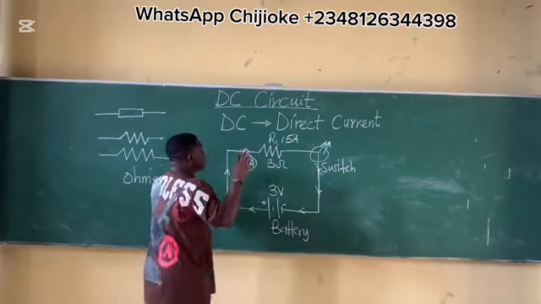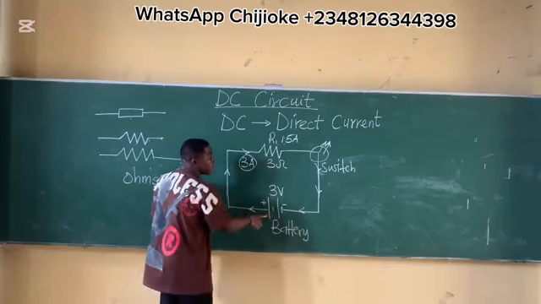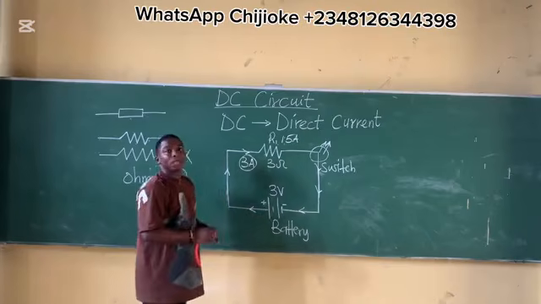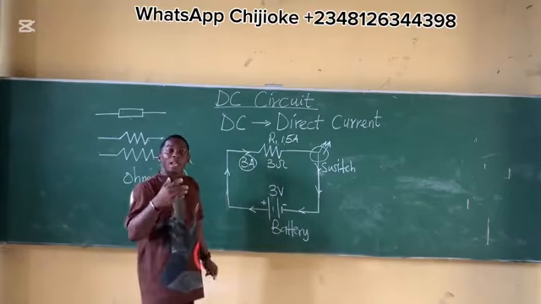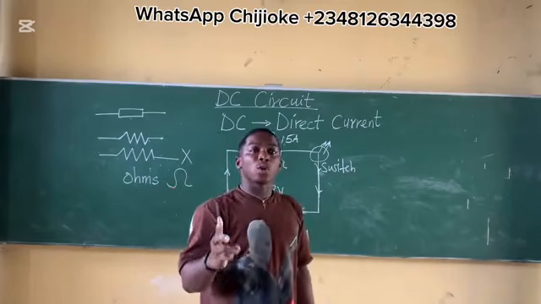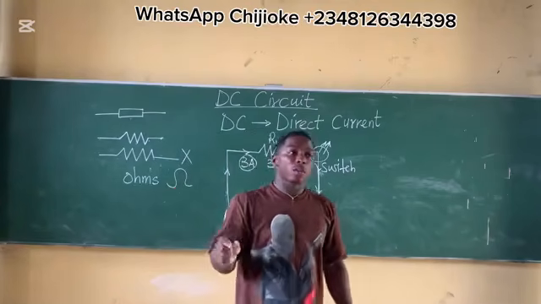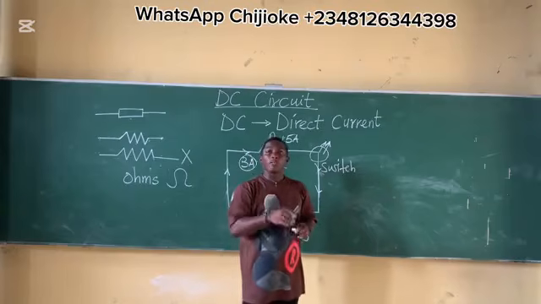So we said in a DC circuit, we have a resistor, we have a what? Switch, and we have a what? Battery. Now let's compare it to an AC circuit. An AC circuit is composed of 4 major components: resistor, inductor, capacitor, and AC generator.